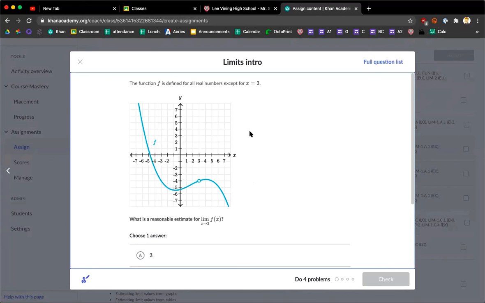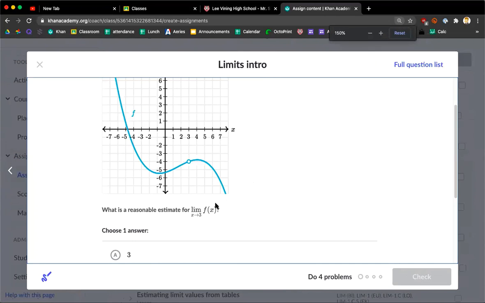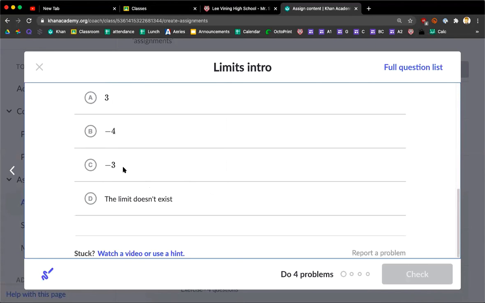All right, so what is a reasonable estimate for this limit? It's kind of hard to see, I can zoom in a little bit. It doesn't have any plus or minus next to it, so it's a double-sided limit. As I get closer and closer to 3, this function seems to be approaching the height of -4. So I'll do this one. Someone else do the next one. So this one is -4.